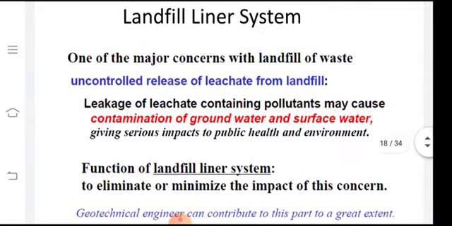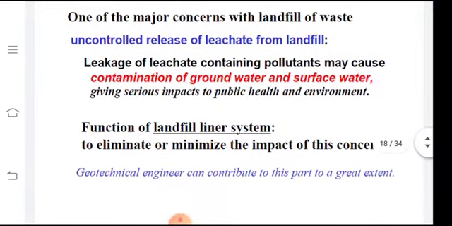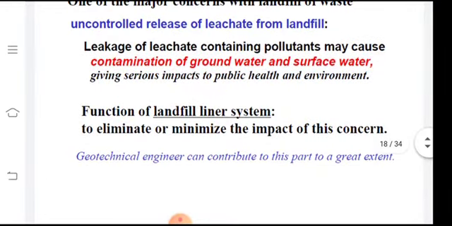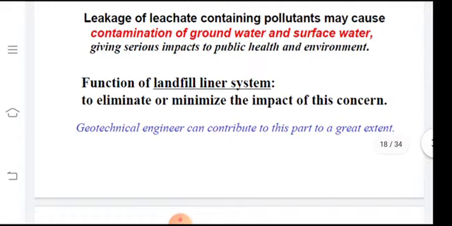So, the landfill liner system. One of the major concerns with landfill of waste is the uncontrolled release of leachate from the landfill, which must be controlled. Leakage of leachate containing pollutants may cause soil and groundwater contamination. The function of the landfill liner is to eliminate or minimize the impact of this concern, so this lining system needs to be properly designed.